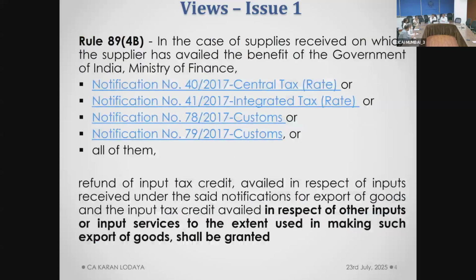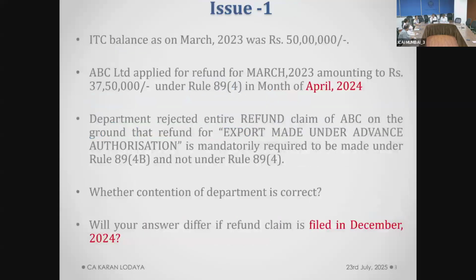Part refund should be allowed, which is not against advance authorization. Okay. So, sir, according to you, out of the 37 lakh 50,000, suppose that 20 lakh is under 89.4B, so he should be granted 20 lakhs under 89.4B, and thereafter the balance 17 lakh 50,000 under 89.4. Sir, any other contrary view on this?